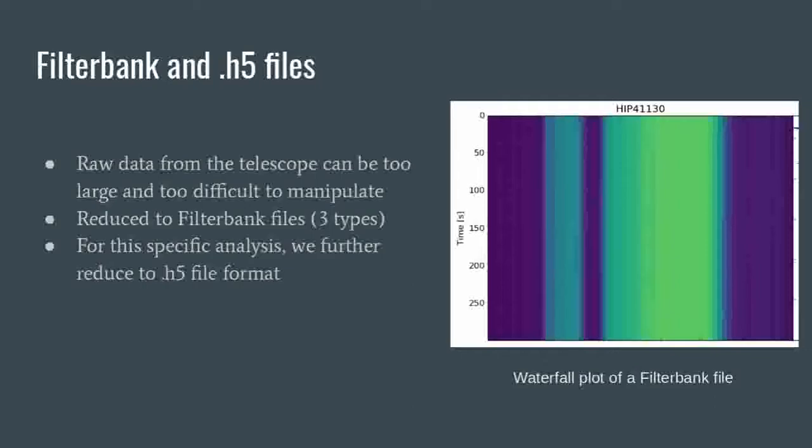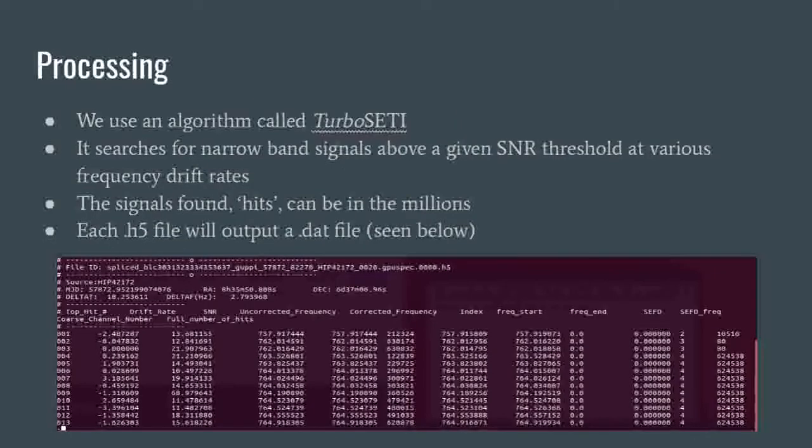Once we have a filter bank file, we then reduce it to something called an H5 file, which is a little more usable and a little better for this algorithm, that is. Once we have the H5 file, we can begin the processing step. This step, as well as the following one, analysis, are both part of an overall algorithm called TurboSETI.